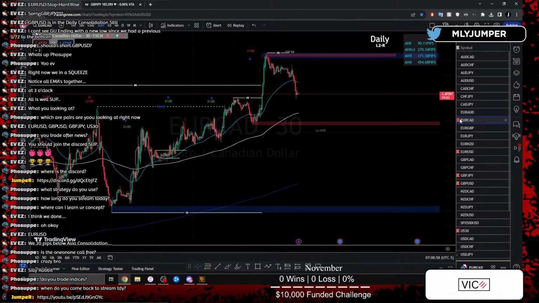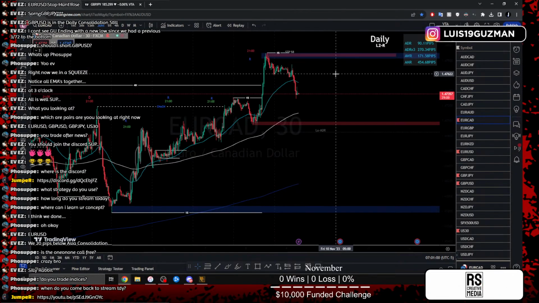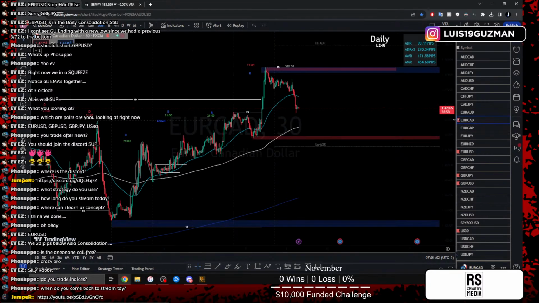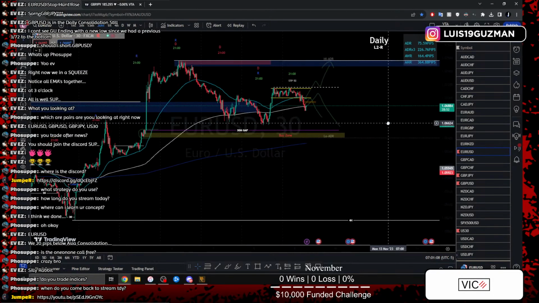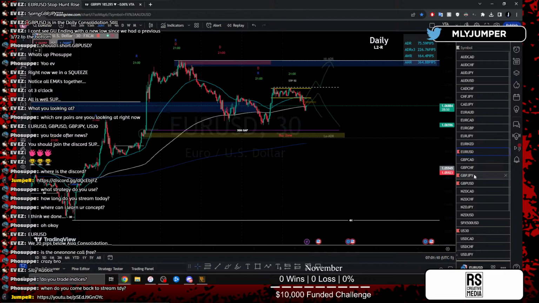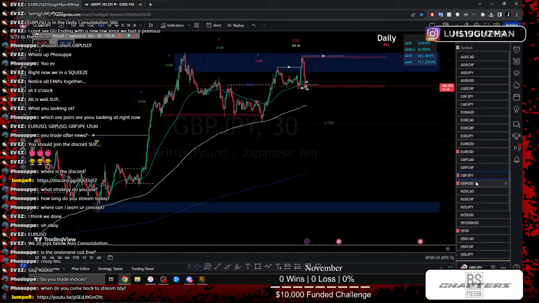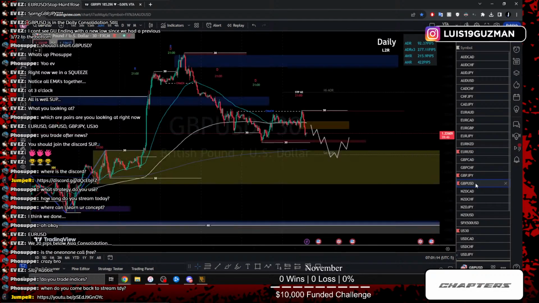EuroCAD, we made the low of the day, we made the push. Alright, so we're done with that. Euro USD still could look at. We'll probably just set that low for the day. GU is at the low, so we're going to keep looking at that. Or GJ is at the low. GU is doing the same thing as Euro USD.